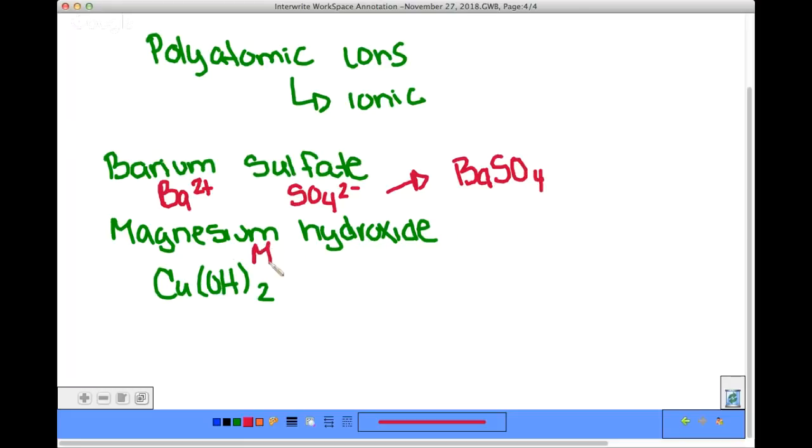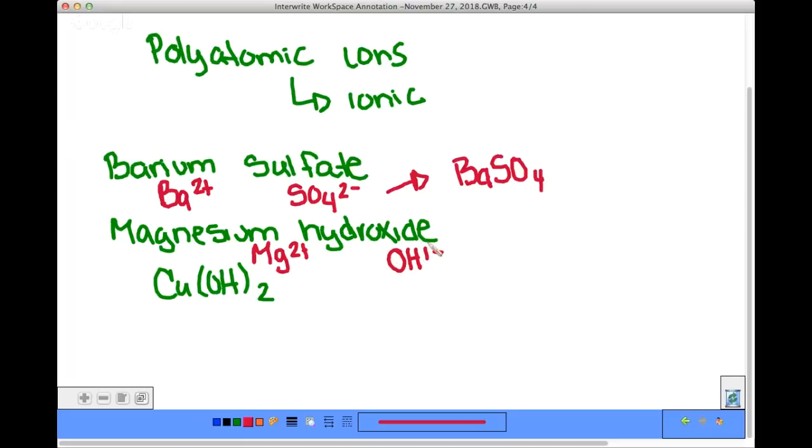Magnesium hydroxide. Magnesium has a 2+ charge. Again, if you look on your periodic table, it's in that second column. Hydroxide is a polyatomic, and it has a -1 charge. So notice that these don't balance out so easily. So what you need to be able to do is say, okay, in order to balance this +2 charge out, we actually need 2 hydroxides.